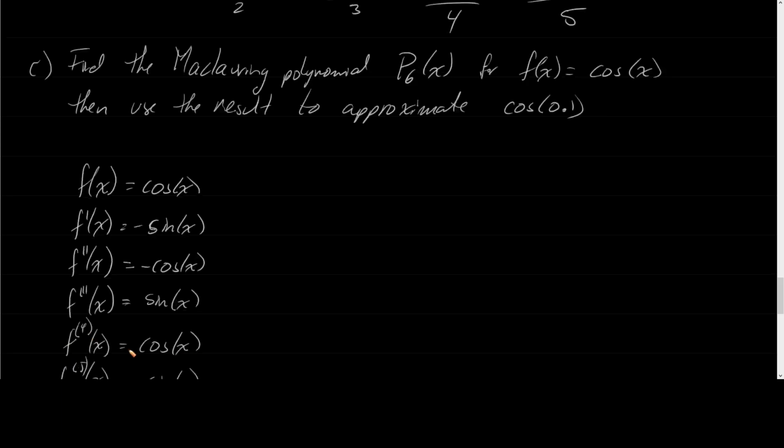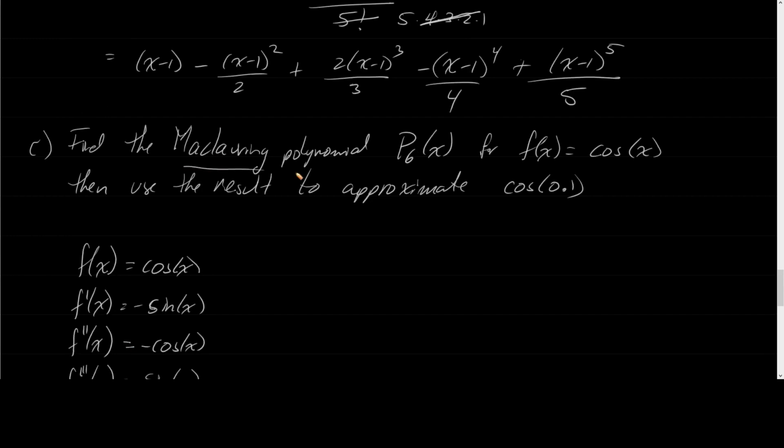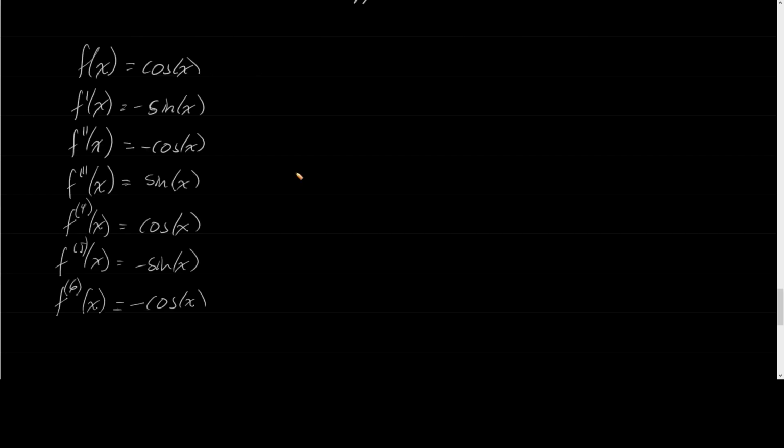And well, since we're doing the Maclaurin polynomial, what we need to do here is evaluate every single one of these at c equals 0. And what does that give us? Well, cosine of 0 is 1. Sine of 0 is 0. Cosine of 0 is 1 with a negative in front of it, negative 1. Sine of 0, 0. Cosine of 0, 1. Negative sine of 0, 0. Cosine of 0, 1 with a negative in front of it, negative 1. So what does that give us now?